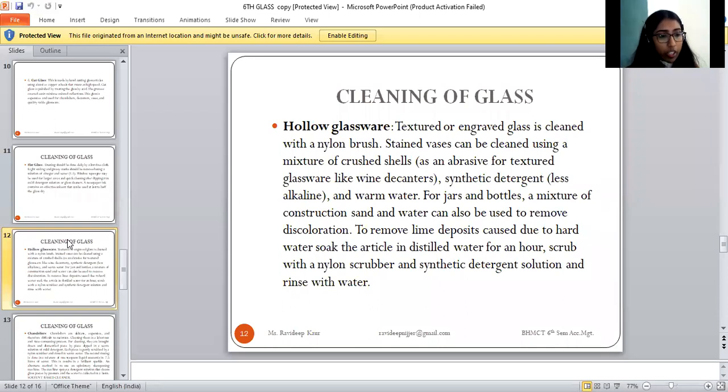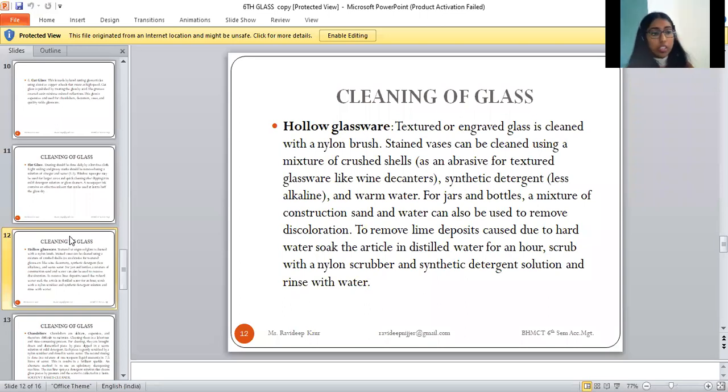For jars and bottles, a mixture of construction sand and water can also be used to remove discoloration. If there is a discoloration on this type of glassware, you could use sand and water to clean it. To remove lime deposit caused due to hard water, soak the article in distilled water for an hour, scrub with a nylon scrubber and synthetic detergent solution, and rinse with water.